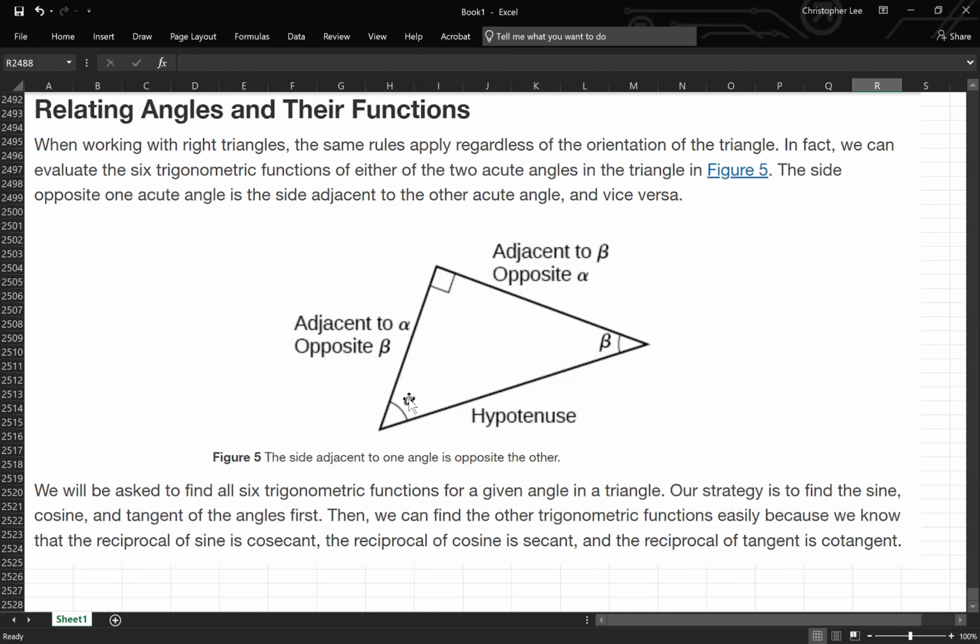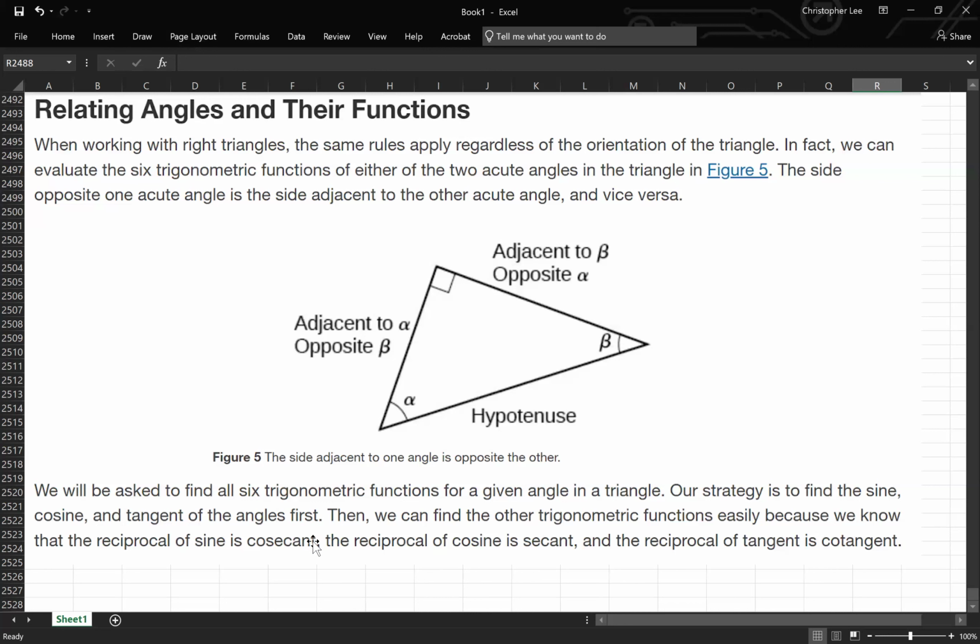If I'm talking about angle alpha, opposite angle alpha is away from it, adjacent is next to it, right? If I'm talking about angle beta, opposite from it is this side leg and adjacent is next to it, right? So we'll be asked to find all 6 trigonometric functions for a given angle in a triangle. Our strategy is to find the sine, cosine, and tangent of the angles first, right?